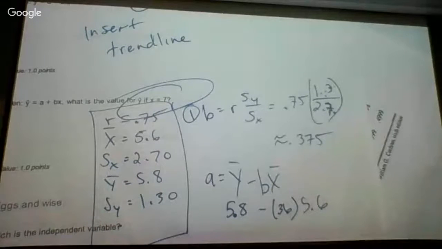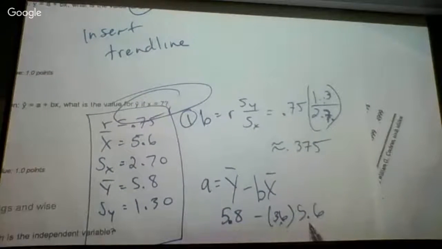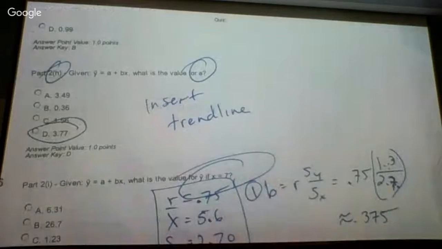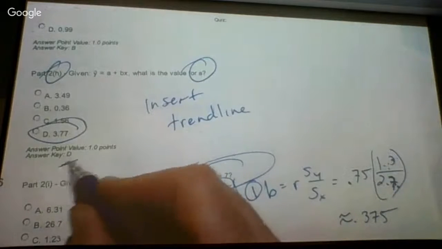A third of 5.6 is somewhere around 2. That's a little bit more than a third. And that's about 5.7. A third of 5.7 is 1.9. A little bit more than that is 2. 5.8 minus 2 should give you something about 3 and change, a little bit more like that. And hey, true.